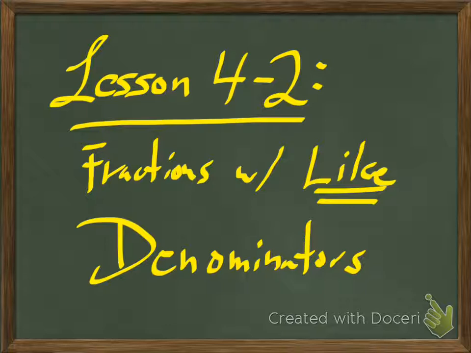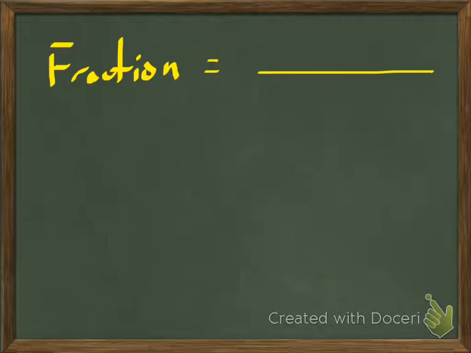All right, so let's get working on fractions with, that doesn't really look like a K, with like denominators. Sorry about that. So it's like denominators. All right, so let's talk about what a fraction is. So a fraction is what over what? What do we call the top number? A numerator. Okay, what do we call the bottom number? The denominator. Right, so it's a numerator divided by a denominator.